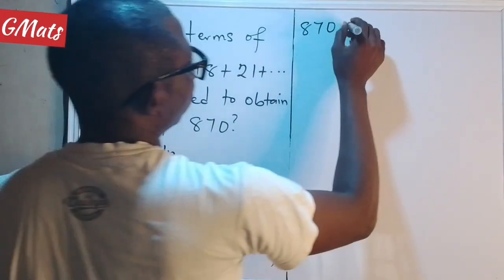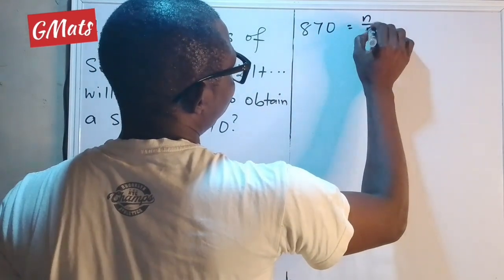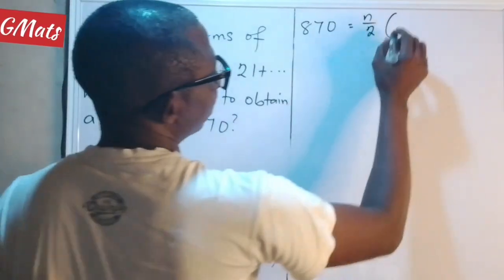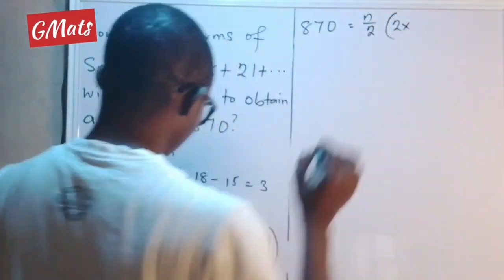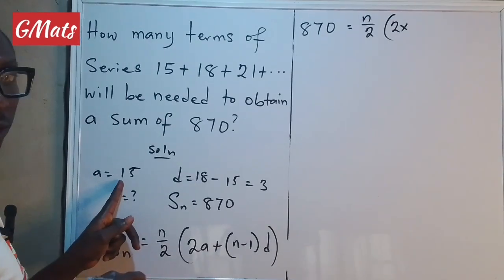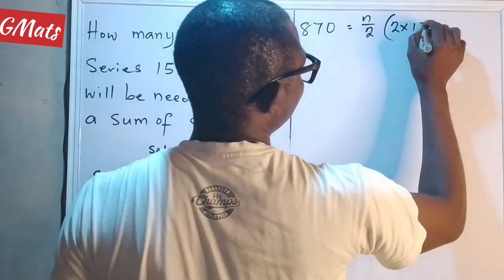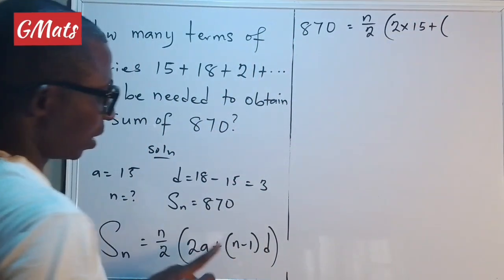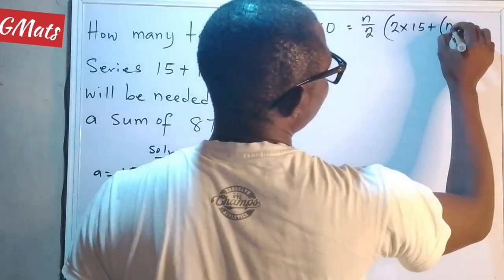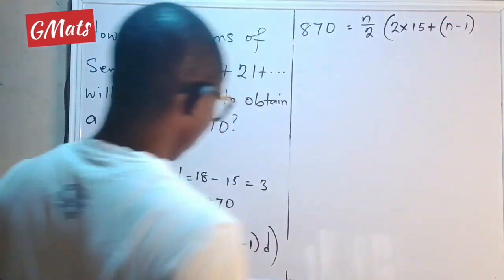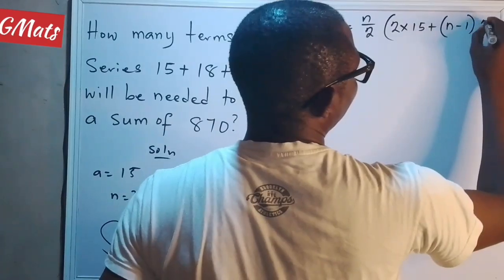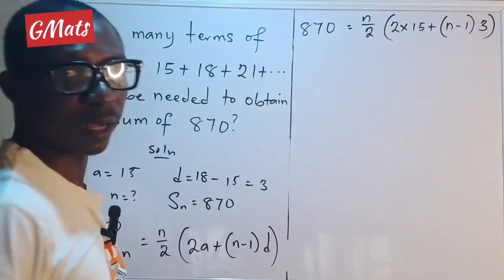870 equals n over 2. So we have 2 times a. What is a? a is 15. So 2 times 15 plus n minus 1 times d. What is d? d is 3. Okay, we have 3 and we close the brackets.